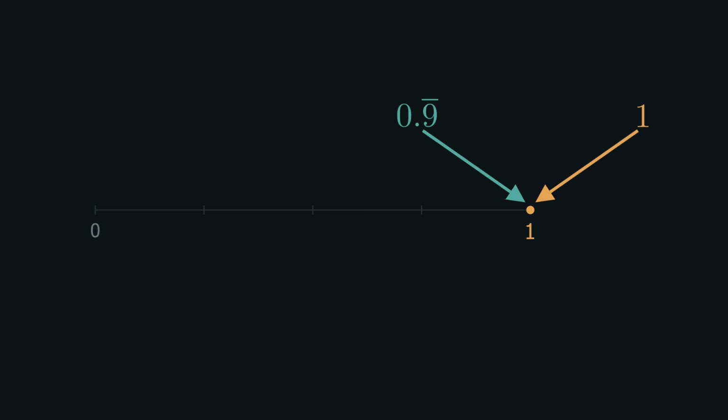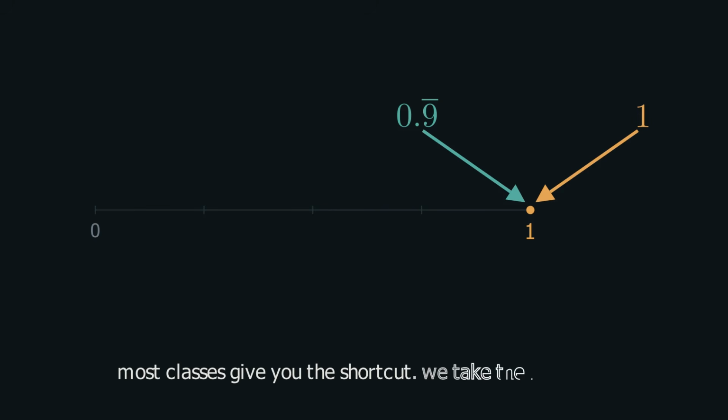The same place on the line. The same dot. The shortcut just told you that the dot was there. The long way is how you get to stand on it.